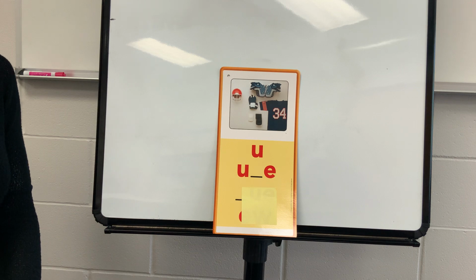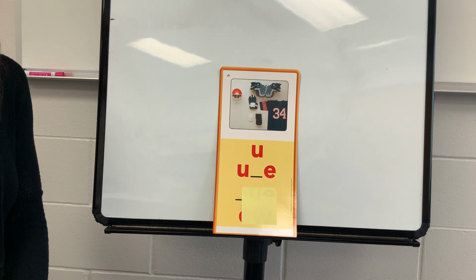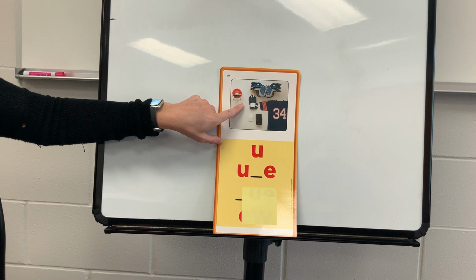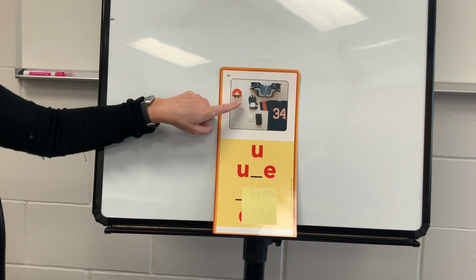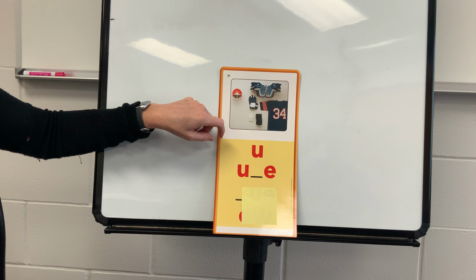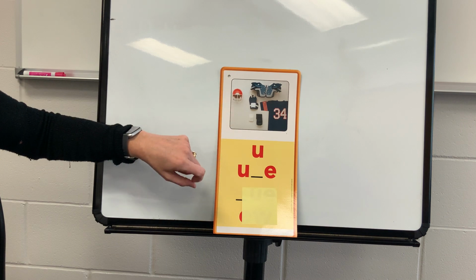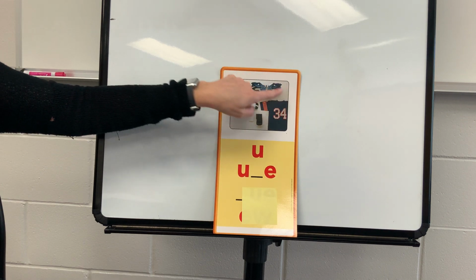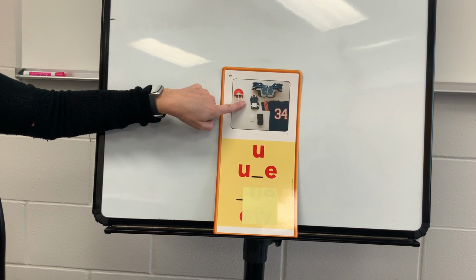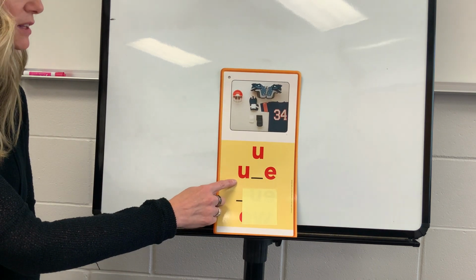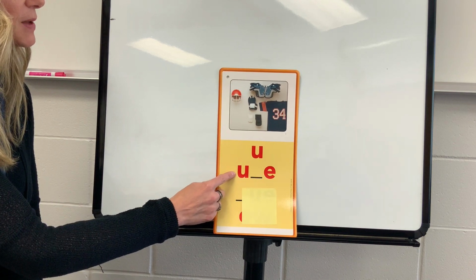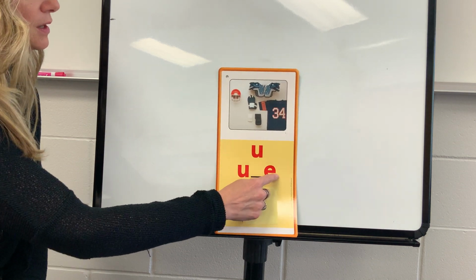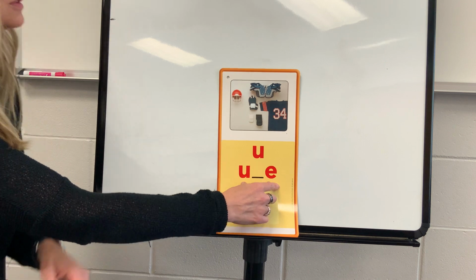Here is another long vowel spelling. This is a picture of a uniform. Listen to the first sound in uniform. What's the first sound in uniform? U. What is this a picture of? Uniform. Yes, and what's the first sound? U. Yes, and here is a spelling for the U sound. U, consonant E. What is this spelling? U, consonant E. And what sound? U. Yes, U.